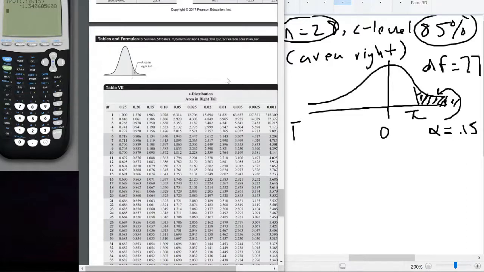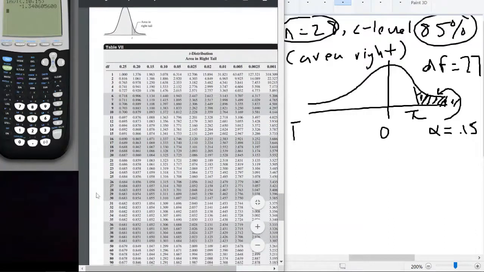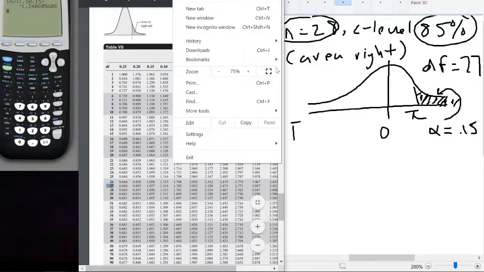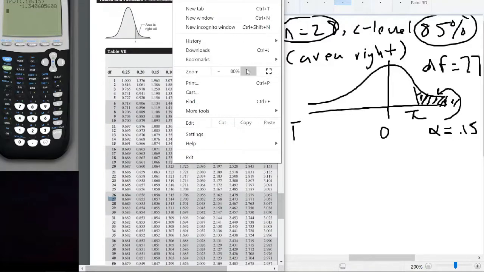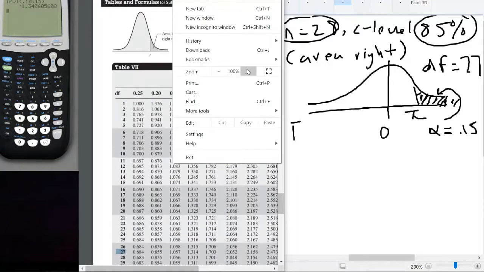So for example, in this problem, we have degrees of freedom of 27. So we actually need to go to 27, which is right here. That's going to be the degrees of freedom. So now the row of interest is going to be where we see that 27 down here.